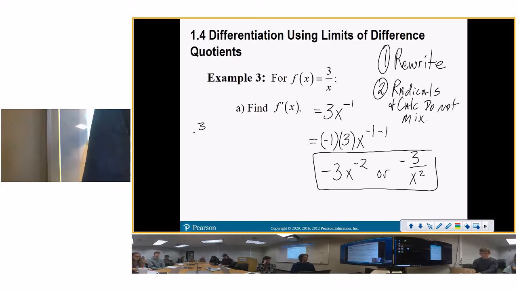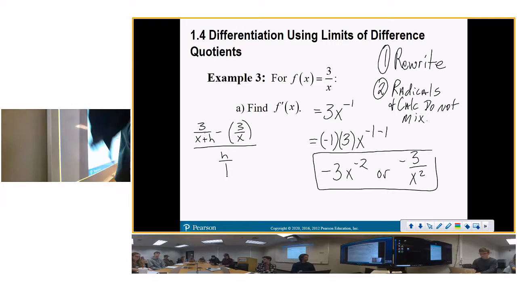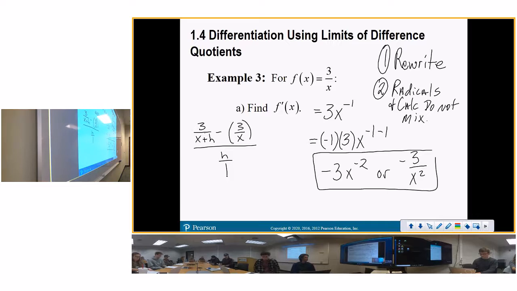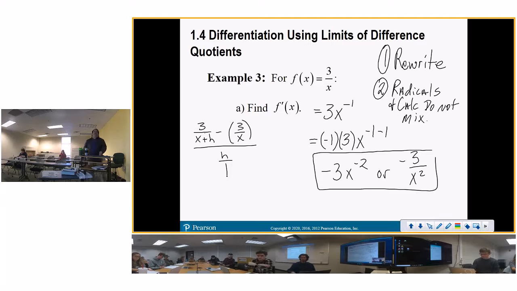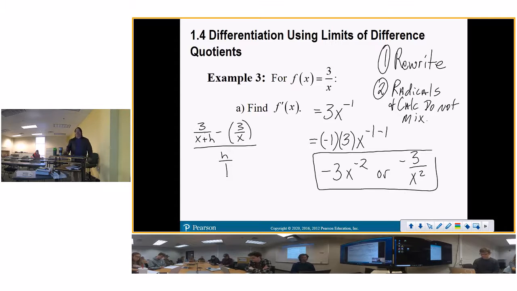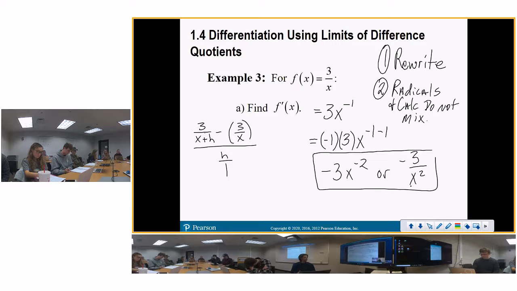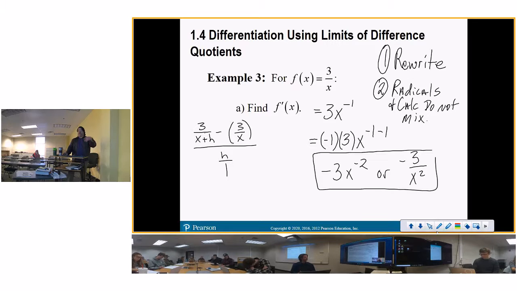3 over x plus h minus 3 over x, over h over 1. I remember doing one like this. Did we do a rational exponent? I mean a complex rational? Yeah, I think we did. I think we've already done this one. Okay. Well, look at the answer on that page. What did we get for the answer? Negative 3 over x squared plus xh. Okay, yeah, but then the xh cancels out.